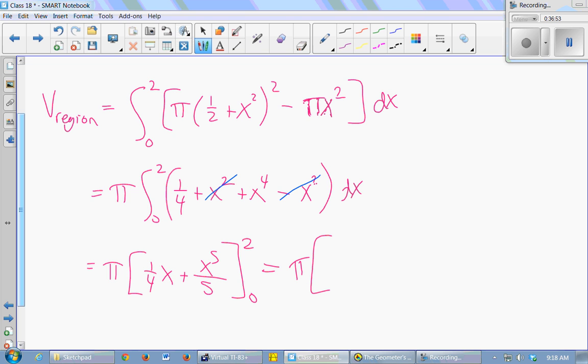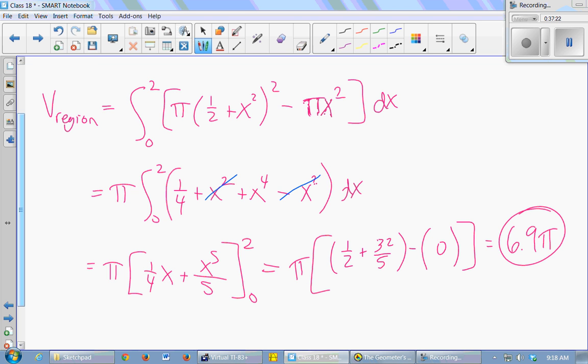All right, when I plug in a 2, I get 1/2 plus 2 to the 5th is 32/5, minus, plug in 0, I get 0. 1/2 plus 32/5. 6.9? 6.9, I think. Yeah, okay, good.